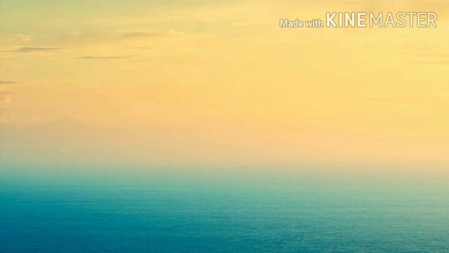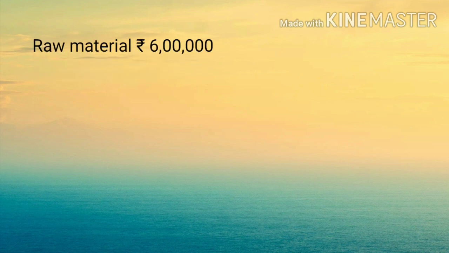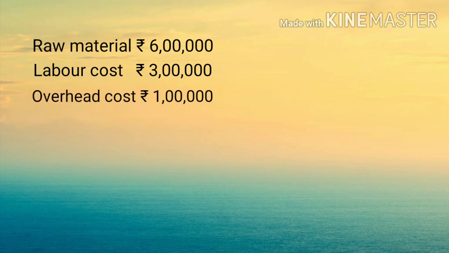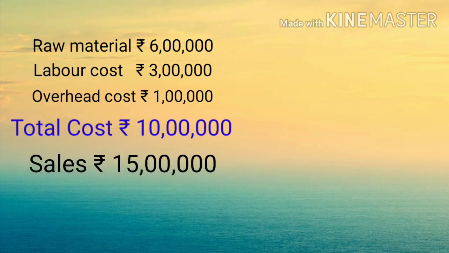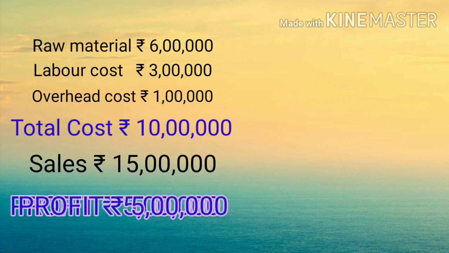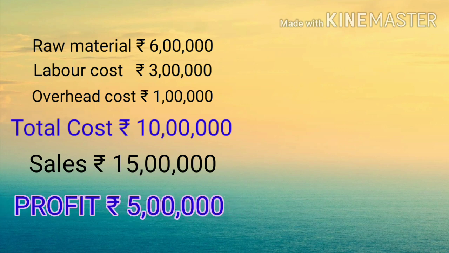Let us look into this example. Suppose we want to earn a profit of rupees 5 lakh. If the cost of raw material is rupees 6 lakhs, labor is rupees 3 lakhs, and overheads is rupees 1 lakh. So the total cost comes to rupees 10 lakhs. Our sales should be 15 lakhs so that we may be able to earn the profit of 5 lakhs.